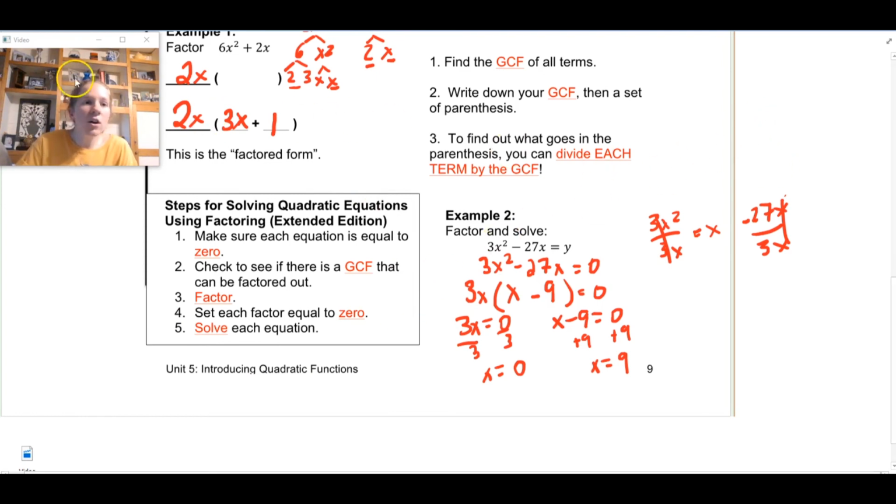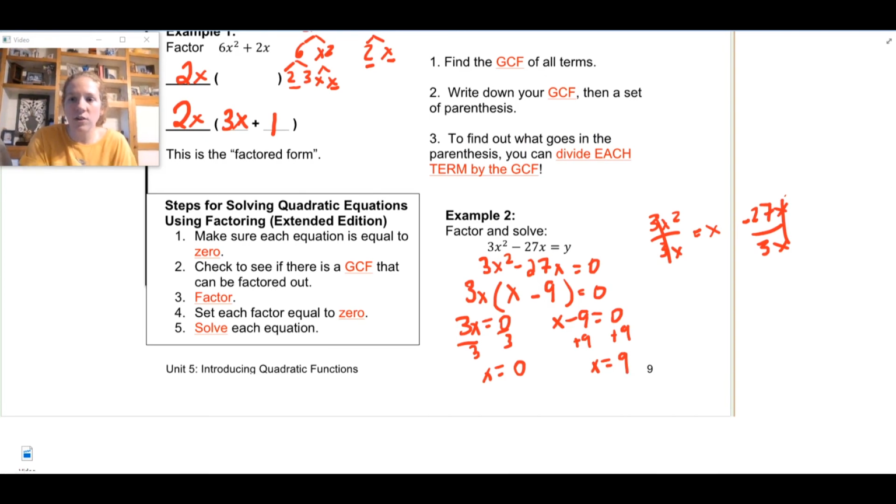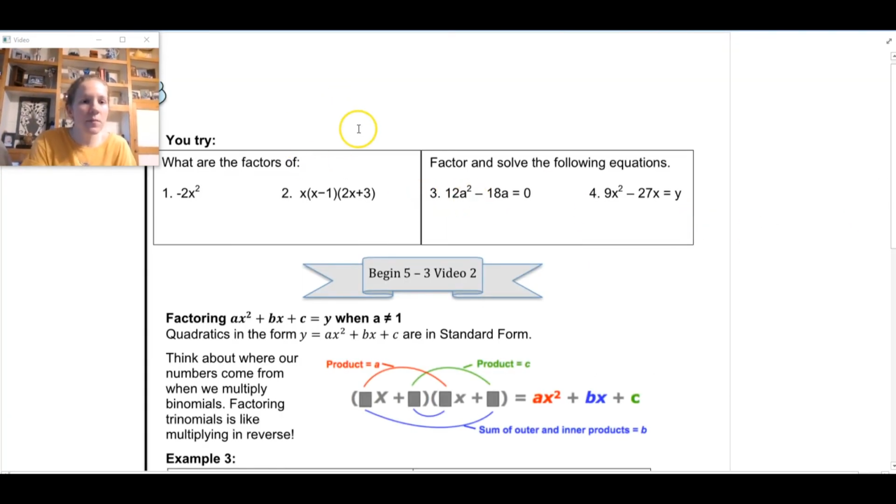All right, you guys are ready to go on to your next page and start your Utries. I want you to tell me what the factors of these are, and then I want you to actually factor and solve these equations. All right, and I will see you in video 2.